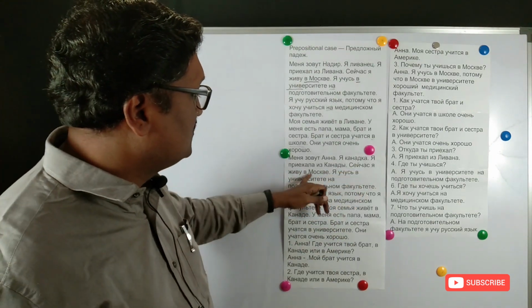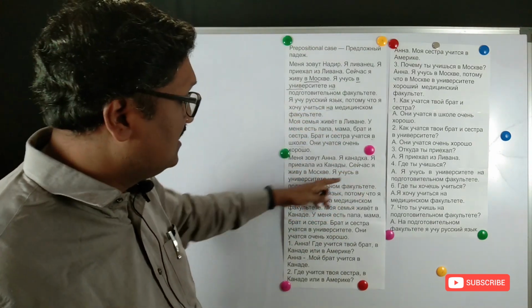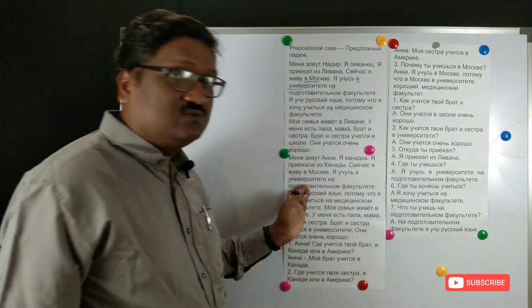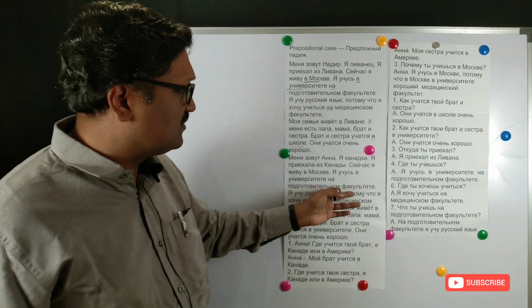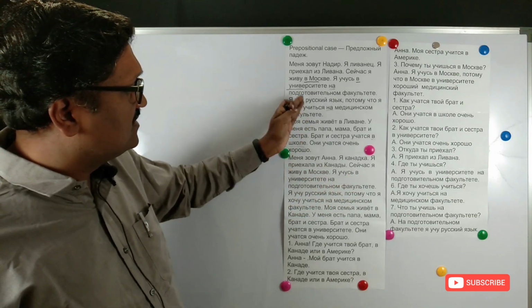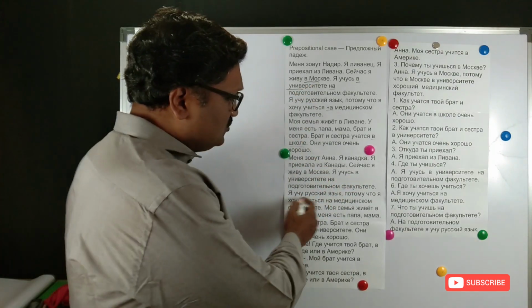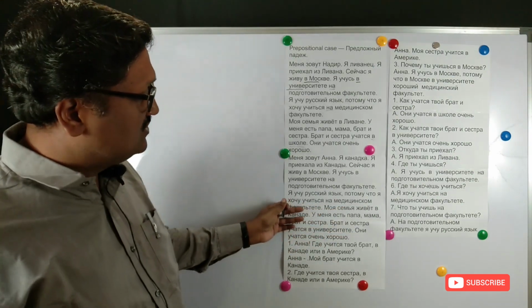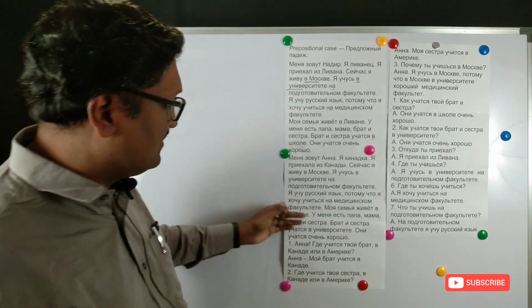Okay, сейчас я живу в Москве. Now she is telling about herself where she is living. Сейчас я живу в Москве. Я учусь в университете на подготовительном факультете. So she is also studying in the same preparatory faculty. Я учу русский язык, потому что я хочу учиться на медицинском факультете. Now she also wants to study at the medicine faculty there.